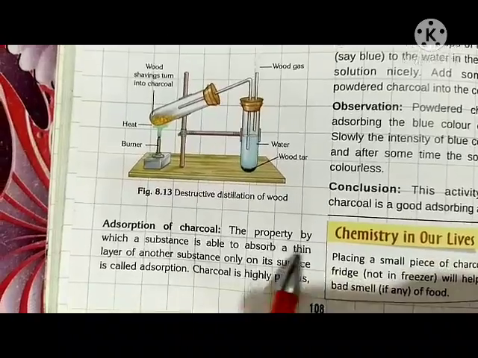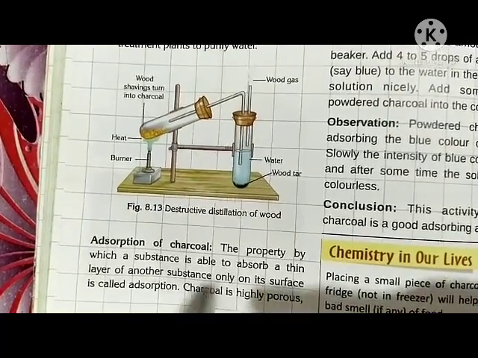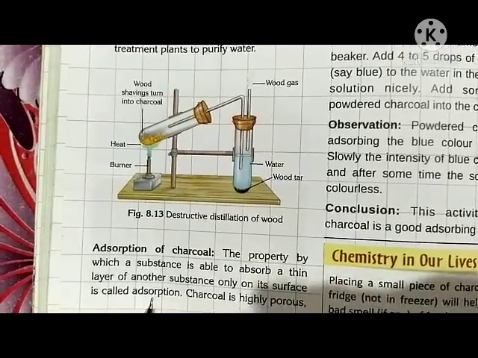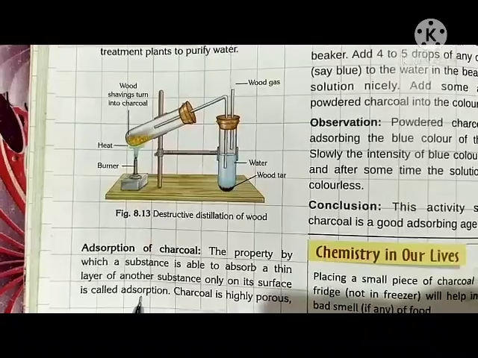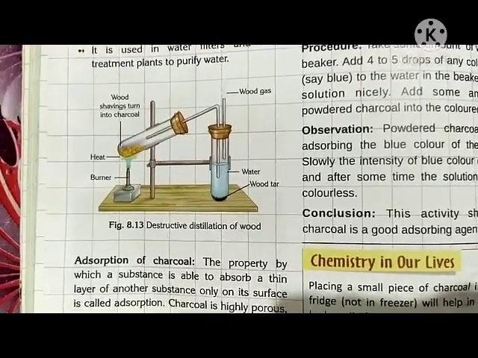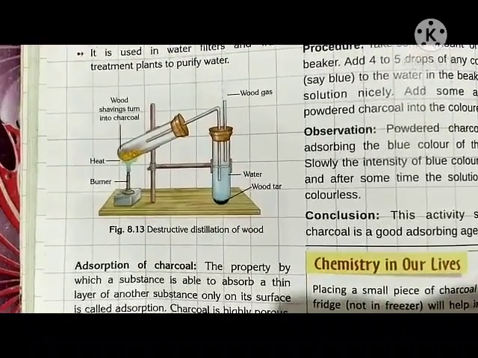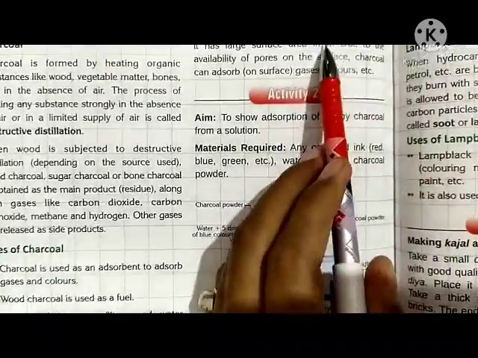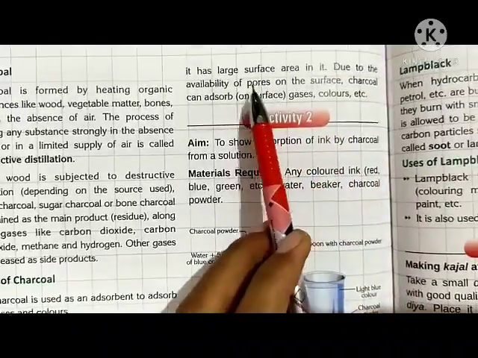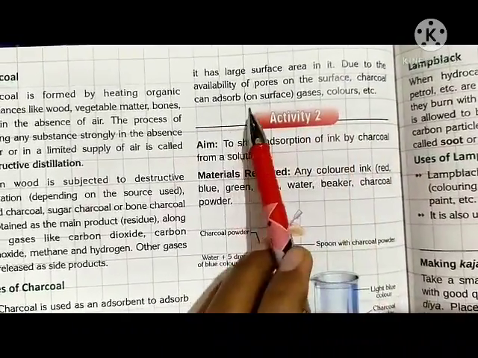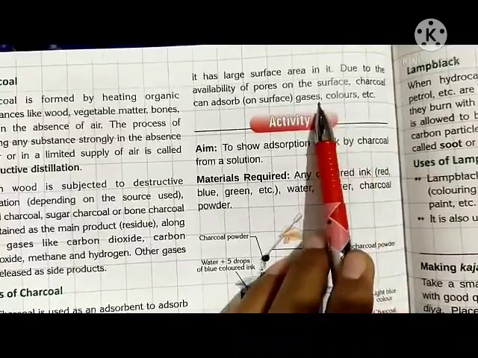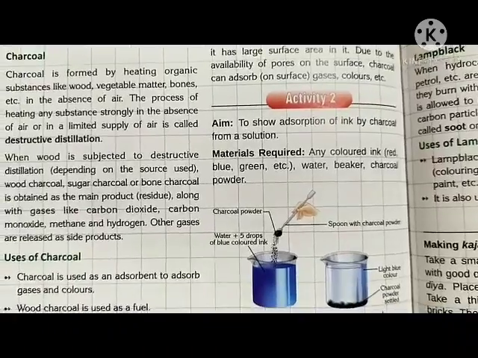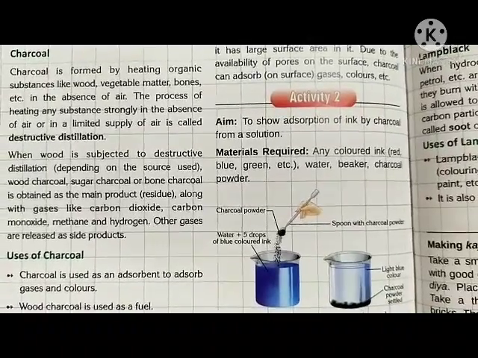Adsorption of charcoal. The property by which a substance is able to absorb a thin layer of another substance only on its surface is called adsorption. Adsorption is the phenomenon, students, in which a substance will absorb another substance but on its surface only. Charcoal is highly porous. It has a large surface area due to the pores on its surface. Charcoal can absorb gases, colors, etc. on its surface. Because charcoal is very porous in nature, it has the property of adsorption.